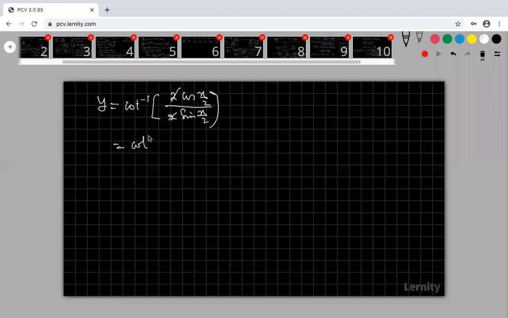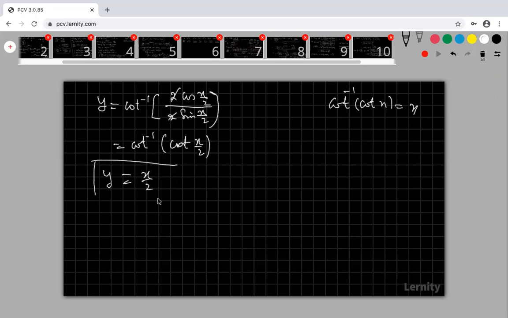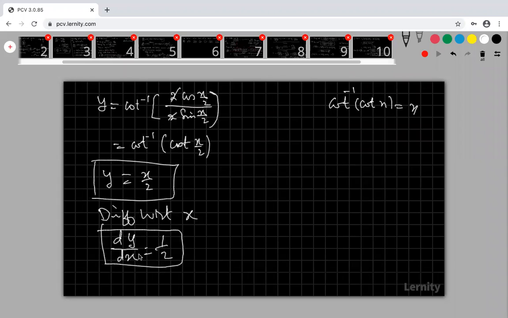So my cot inverse of, this is cot of x by 2. Look at that, cos by sin is cot. Cos x by 2 divided by sin x by 2 is cot x by 2. I have already told that cot inverse of cot x is x alone. Using that formula, I am getting x by 2. My y is equal to x by 2. Now differentiate on both sides with respect to x. What is the answer? My dy by dx is equal to 1 by 2. That's all. This is the answer. My dy by dx is 1 by 2.